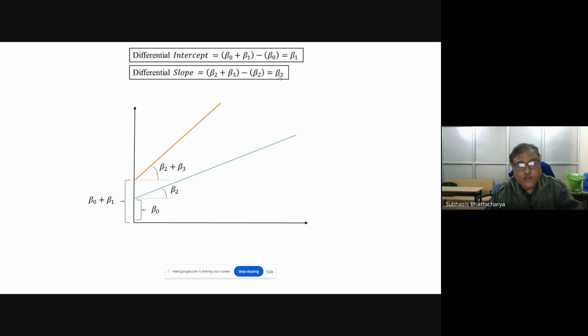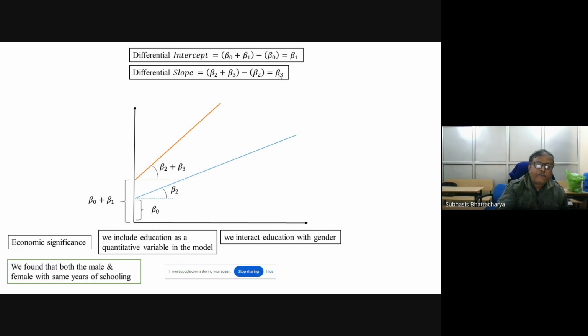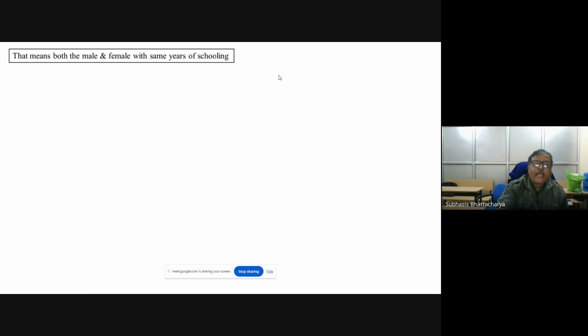So the difference of intercepts and difference of slopes are identified. What is the economic significance? That is, when we include education as a quantitative variable in the model with sex, we not only include education as a new quantitative variable, we also interact it with education. So what we found is that both male and female with the same years of schooling have differences in terms of the intercepts and differences in terms of the slope.